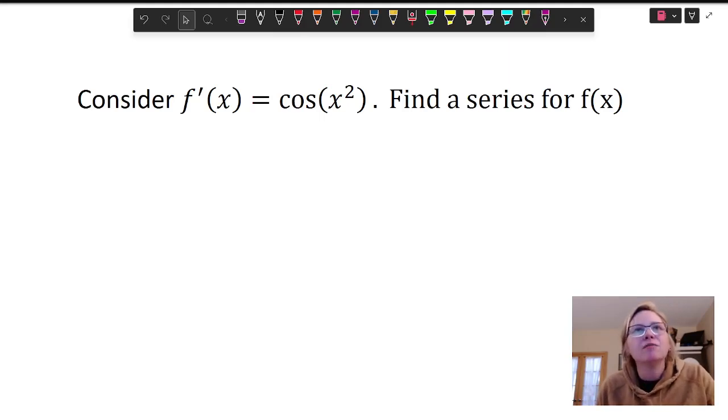And so here we have a question, and it says consider the derivative of f is cosine of x squared, and our job is to find a series for f of x.